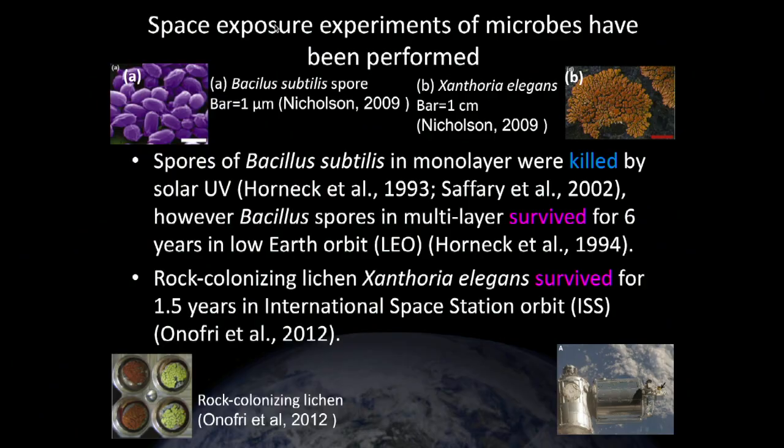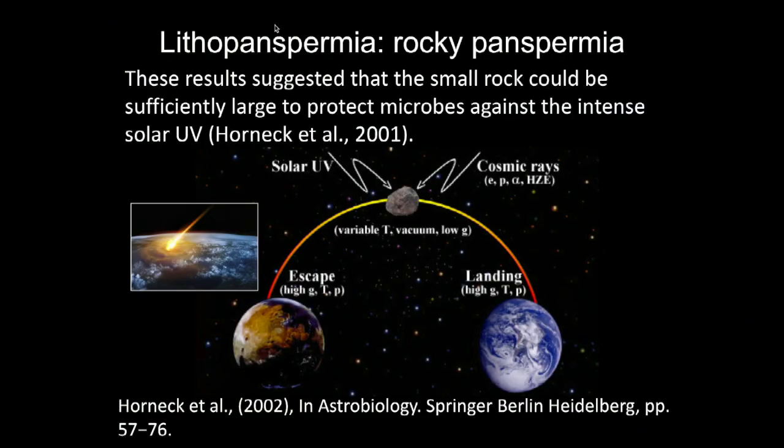Based on the previous results, the European group has proposed the litho-panspermia hypothesis. Litho stands for rocky, so rocky panspermia. The previous results suggested that a small rock could be sufficiently large to protect microbes against the intense solar UV. We are not trying to argue against this hypothesis. Instead, we are going to test another additional hypothesis.